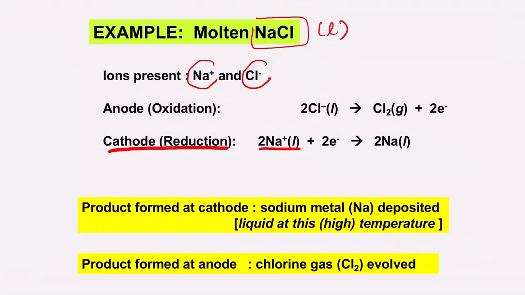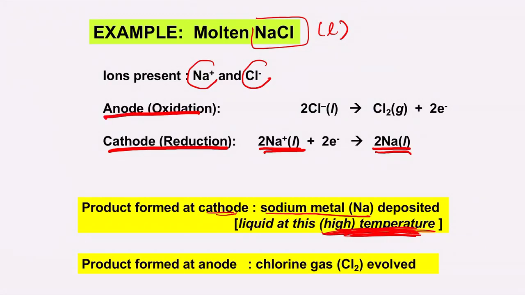Okay, your ion, it discharges to become molten sodium. So basically it is sodium metal. So the observation, or product, formed at the cathode is that you have sodium metal deposited at the cathode. That's why you have sodium as a liquid; it can only happen at high temperature.